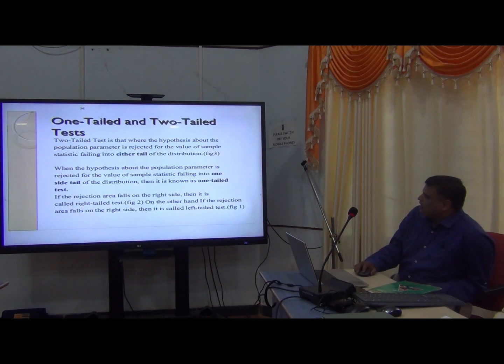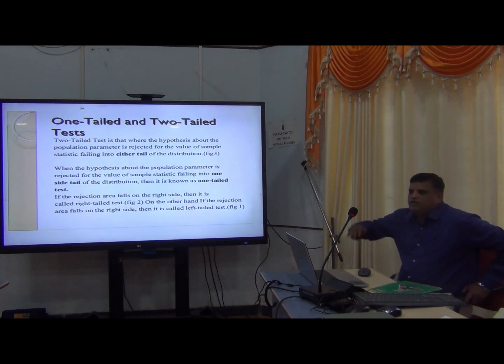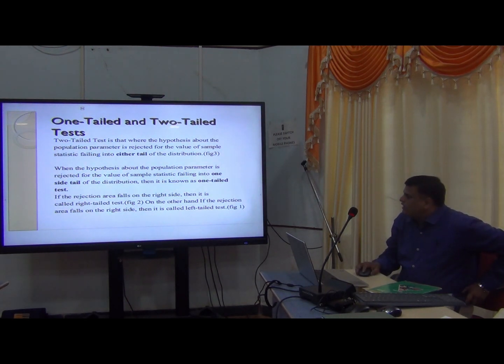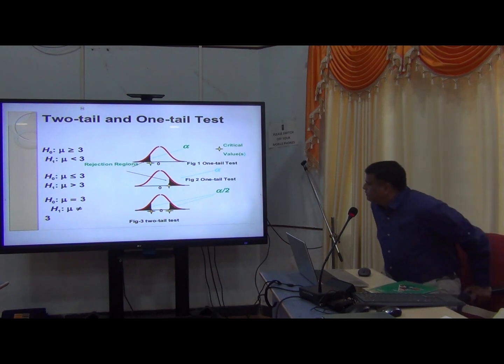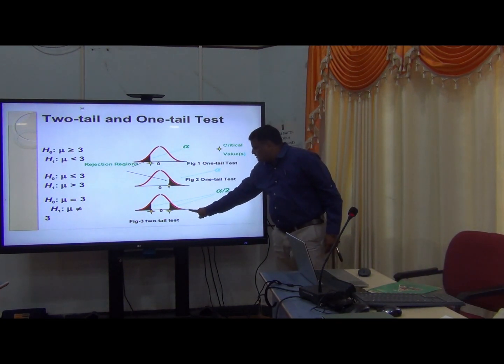Then there are something called two-tail and one-tail tests. So even for the table values, we have to look at what the table value is for the one-tail test and the two-tail test. So what are these one-tail and two-tail tests? Let me give just one example of a one-tail and two-tail test. Look at this example.